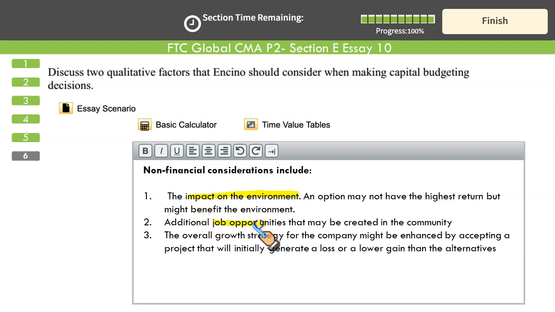Job opportunities created in the locality where the project is being run, and whether this project has a strategic fit with our overall goals. Any project we take should have a strategic fit with our long-term objectives. Otherwise, unnecessarily taking on projects which will not add value will only add burden to the management efforts. So that is all. On these lines you can just explain the idea and get the full credit. That is over.